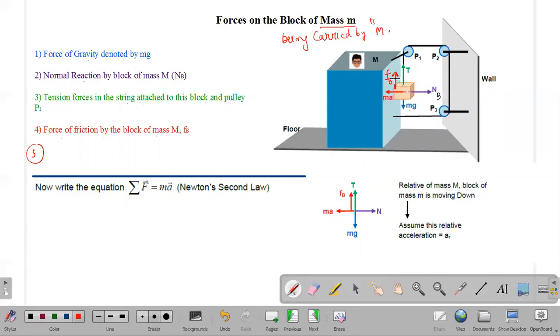It is being carried by the capital M mass. Since it is in contact with the capital M mass, this small m is being carried, which means if mass M will move forward, then that small m mass will also move forward. So capital M mass is the carrier of small m.